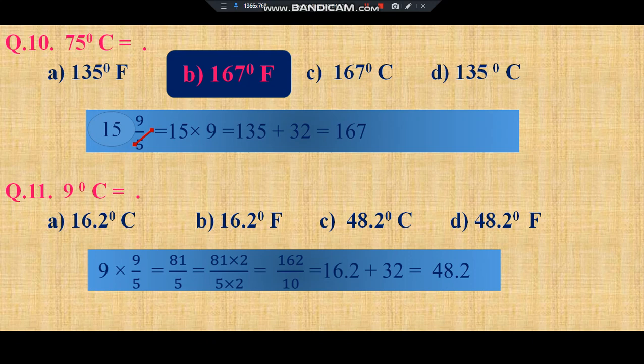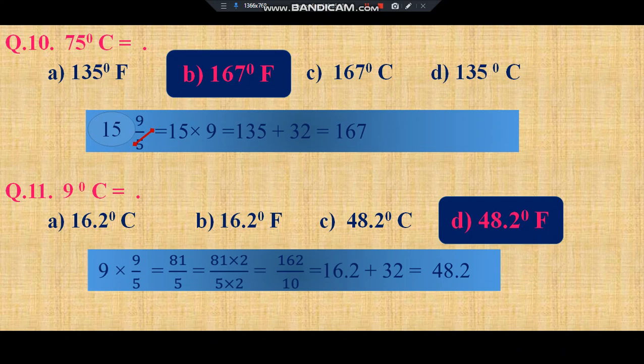162 upon 10. And dear students, we know if we have 10 in the denominator, we just have to place the decimal after one digit. So the answer will be 16.2. Then we have to add 32. 16.2 plus 32 is 48.2. So your answer is 48.2 degree Fahrenheit. Remember, we have Fahrenheit, not Celsius.